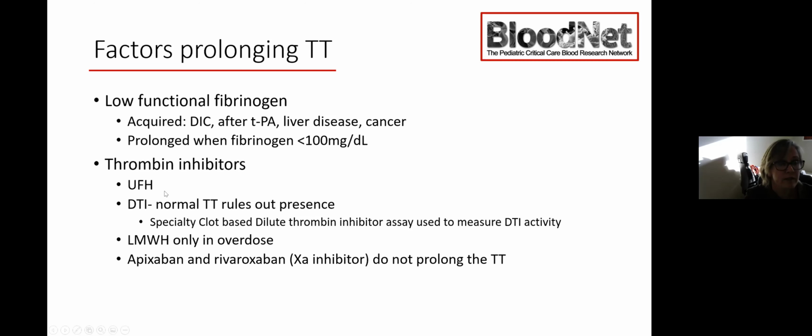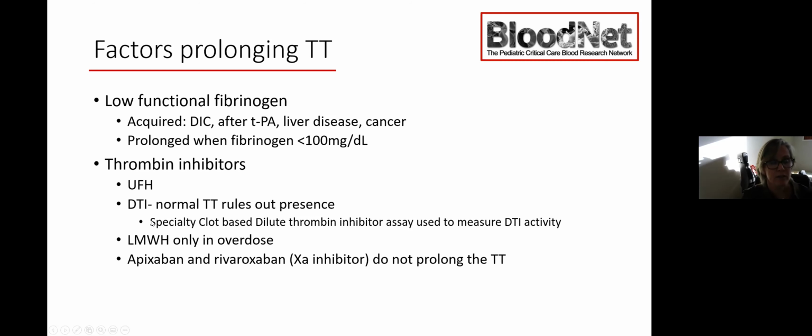Thrombin inhibitors, as the name describes, will inhibit thrombin and prolong your thrombin time, particularly unfractionated heparin. The direct thrombin inhibitors, such as lepirudin, bivalirudin, argatroban, similarly prolong the thrombin time, and again, it's too sensitive to use for monitoring with the standard thrombin time test. But it is useful. A normal thrombin time rules out the presence of these DTIs or heparin.